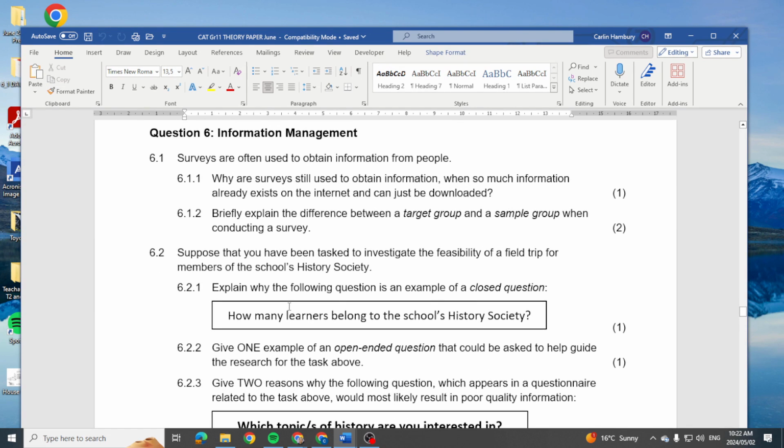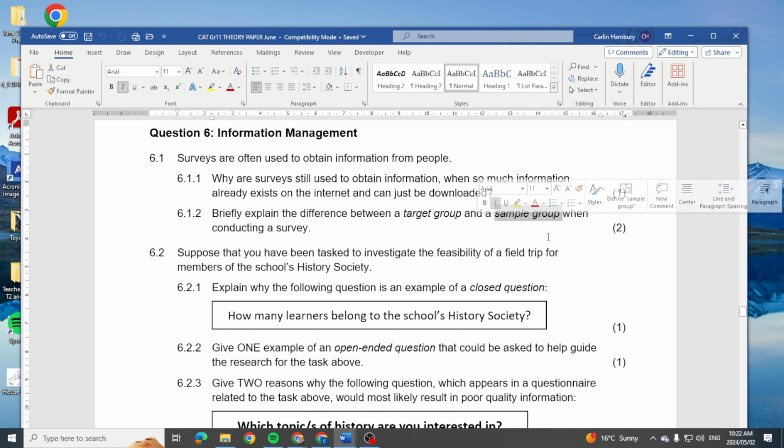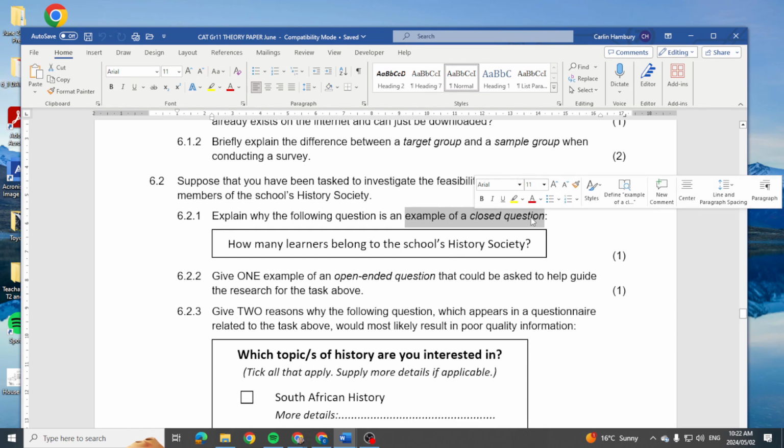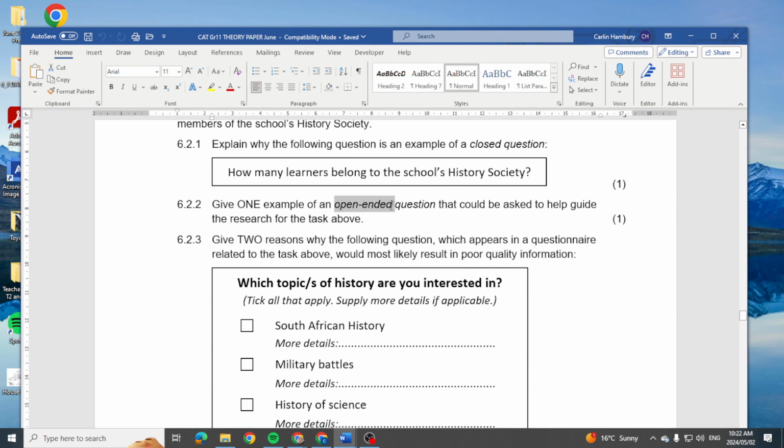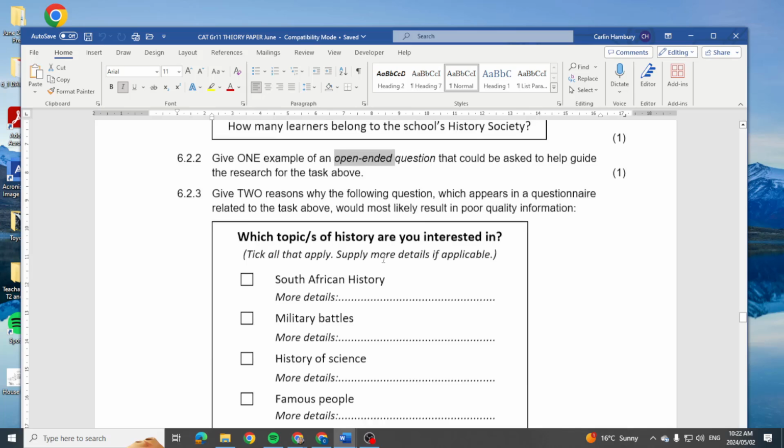Then information management, really, this is dealing with data, how data is handled, how information and data is managed, how we obtain it. So here they're talking about surveys. What's the difference between a target group and a sample group? What is a closed question? What is an open-ended question?